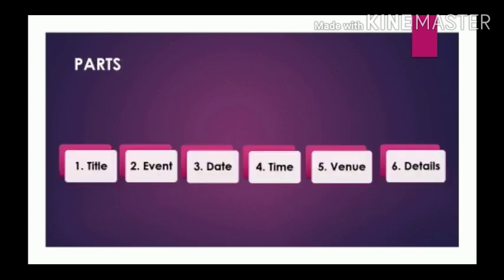The notice writing format that we will follow has mainly 6 parts. As you can see, the parts are title or heading, the name of the event that has to be announced, the date on which the event will take place, the specific time of the event, the venue or place where this event will be held, and finally the necessary details of the event.